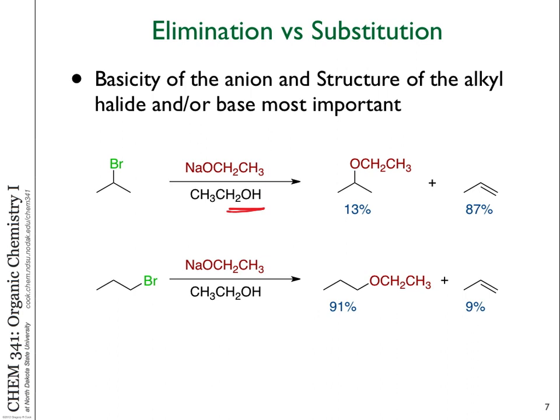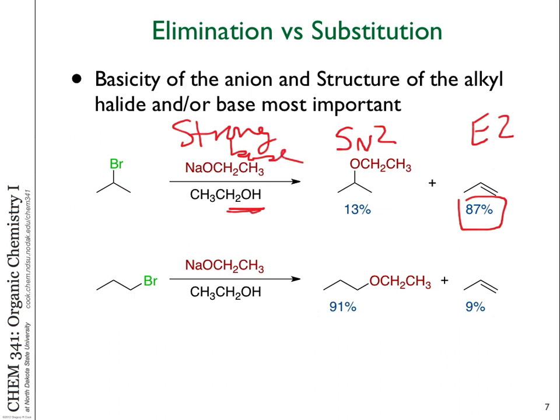What we see when we take 2-bromopropane, you see two products form. One is the substitution from SN2 reaction, and one is the elimination product from E2. Those are competing. But the major product here, you can see 87%, is the elimination product. Okay, strong base, not the most ideal solvent for SN2, and a secondary bromide. Okay, secondary is in that middle area.